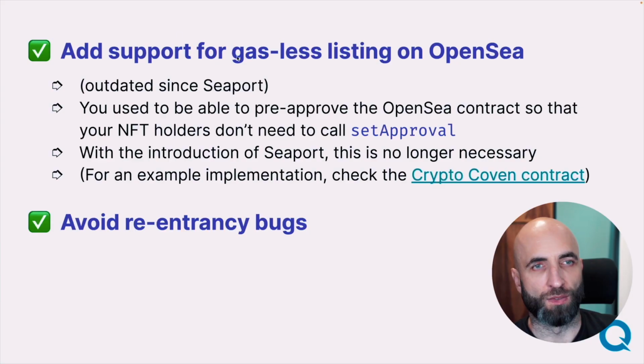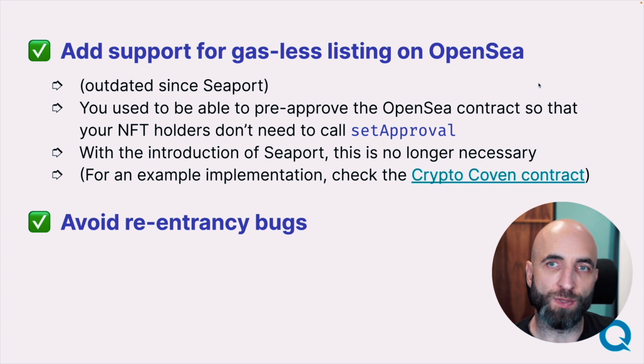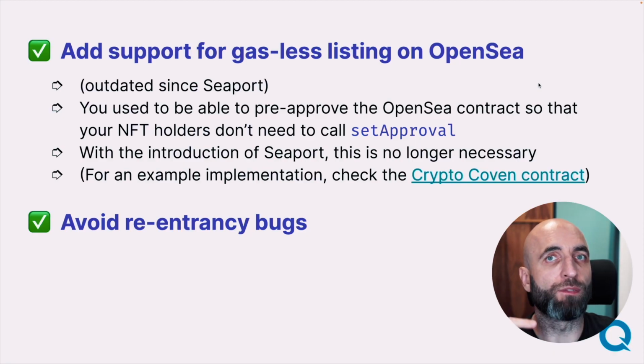You can try doing different things, but it all comes at a cost to the buyer, be it a financial cost or a cost of experience. This item, adding support for gasless listing on OpenSea, is something that is outdated at the moment because OpenSea introduced a new smart contract and a new marketplace. But this shows how smart contracts are being built or need to be built with the future in mind.